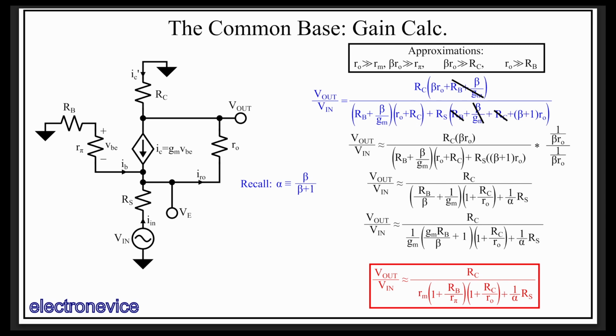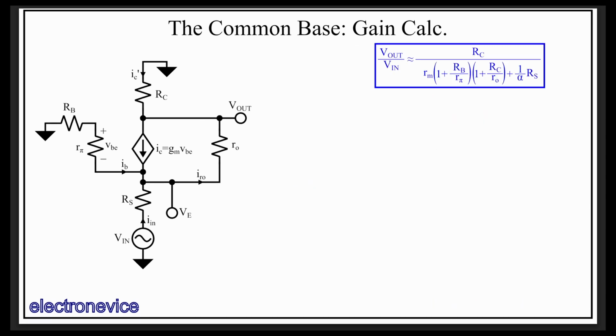This might look like an odd way to format the equation, but it's sort of formatted as a stepping stone to the next set of approximations. This equation may be useful for calculating a slightly more accurate gain than the version we're about to derive. For our next set of approximations, we'll deal with RB and RPi first.